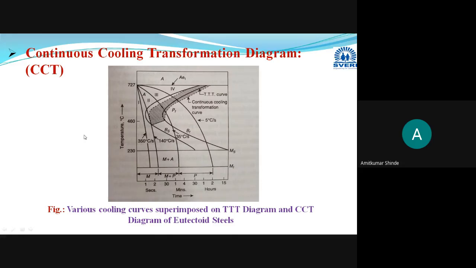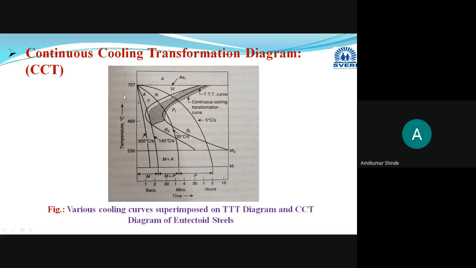First difference is related to the temperature. In the TTT diagram, we keep the temperature constant, while here we are doing continuous cooling. Whichever curve is obtained in the CCT diagram will shift towards the right-hand side and a little bit downward. Also, in CCT we only get Pearlite and Martensite, while in the TTT diagram all three phases, Pearlite, Bainite, and Martensite, can be obtained.